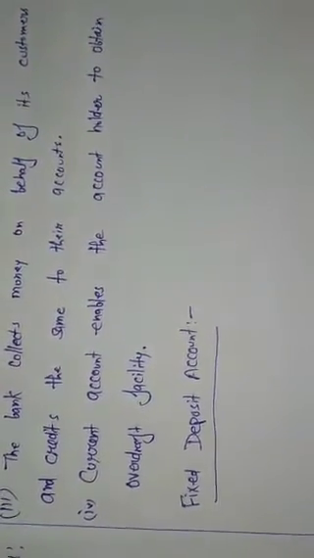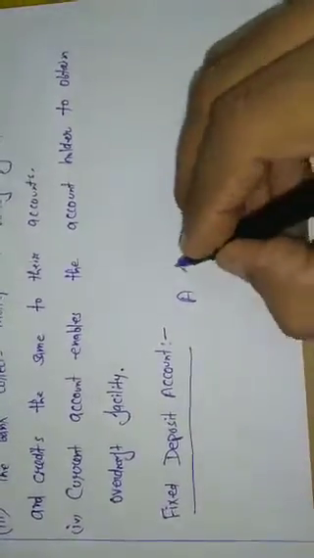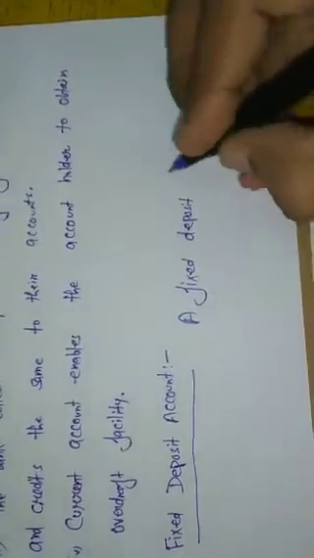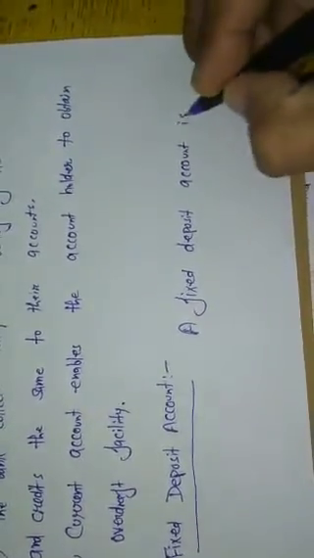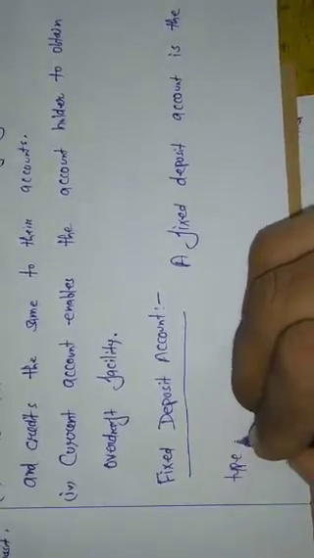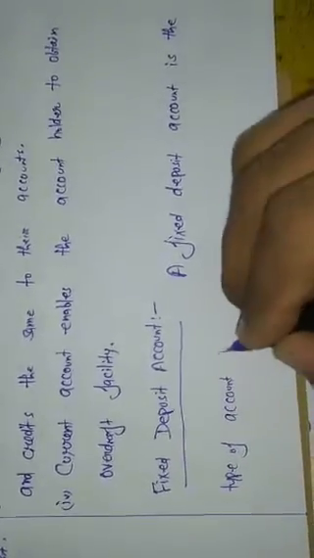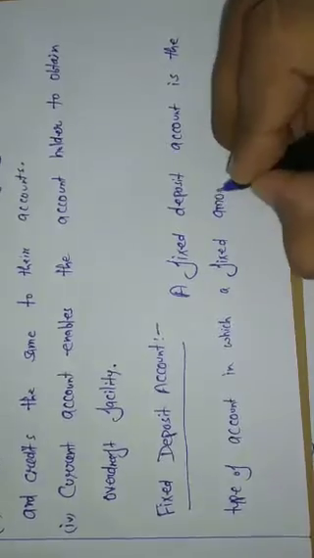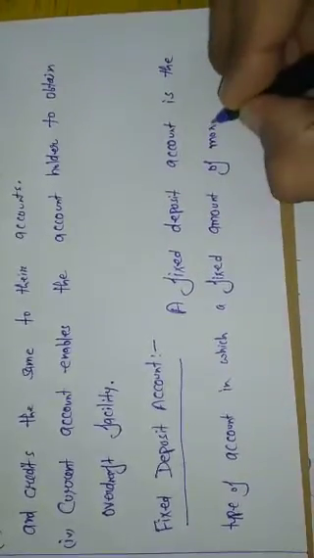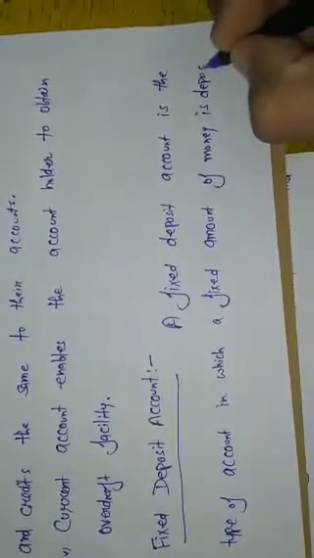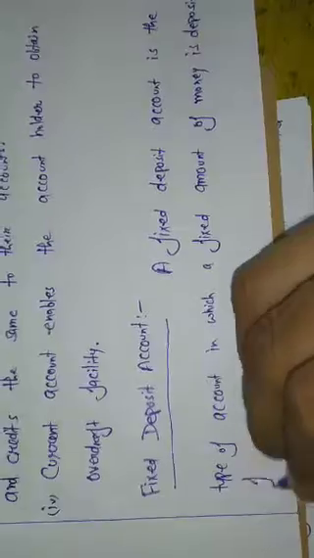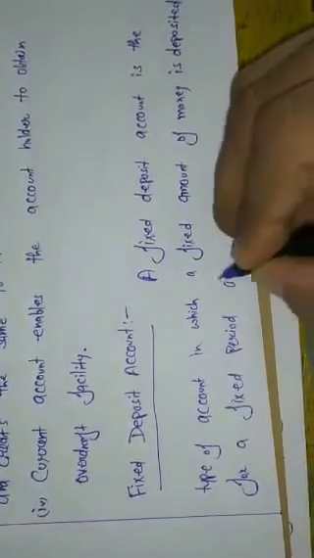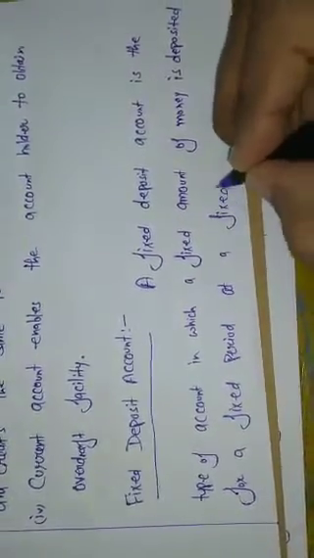Okay, so here you can write: a fixed deposit, FD in short form, account is the type of account in which a fixed amount of money is deposited for a fixed period at a fixed rate of interest.